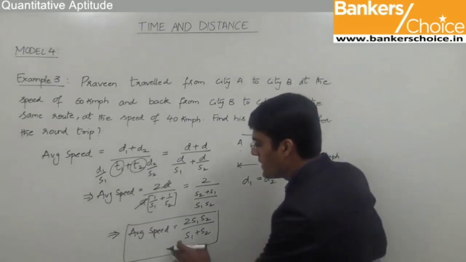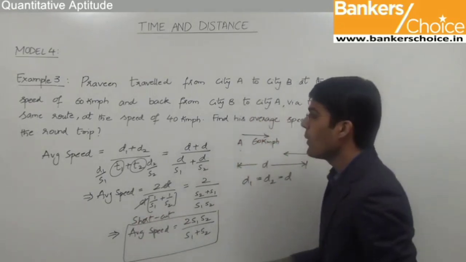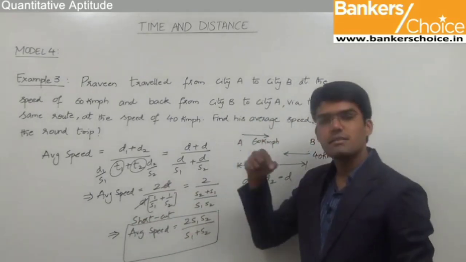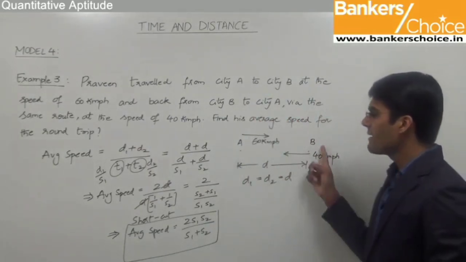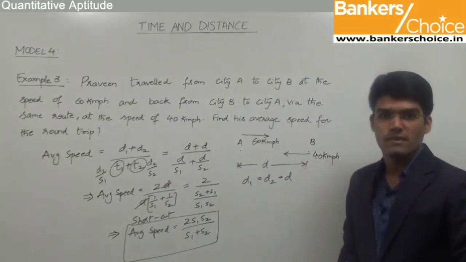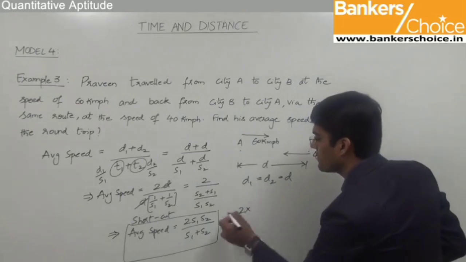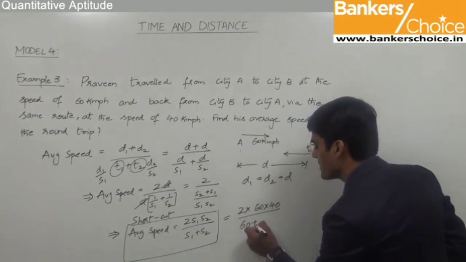So friends, now we have obtained a shortcut formula to find out the average speed when the distances traveled are equal. So instead of taking the average speed as total distance by total time, whenever you find that the distance traveled in both the parts are equal, you can simply take the average speed as 2 s1 s2 by s1 plus s2. And now, by substituting the values, we get 2 into 60 into 40 divided by 60 plus 40.